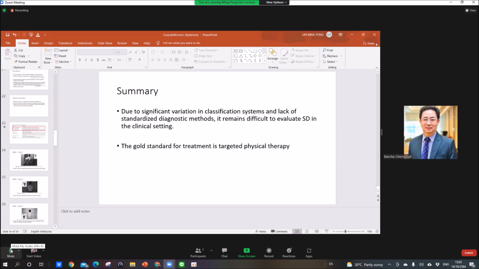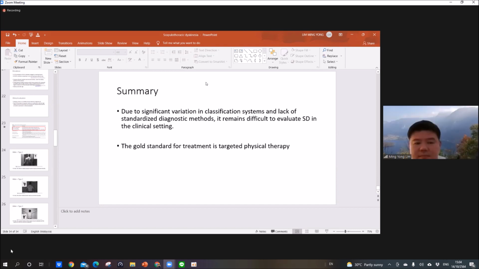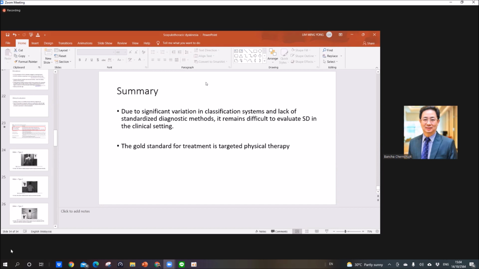So the scapula in scapulothoracic is very complicated. It's like a floating bone. It needs to be stabilized by the surrounding structures. Sometimes that may be associated with patients with multidirectional instability also, because these are soft tissue problems. So the key message is to do it conservatively. That is the treatment for most of the patients.